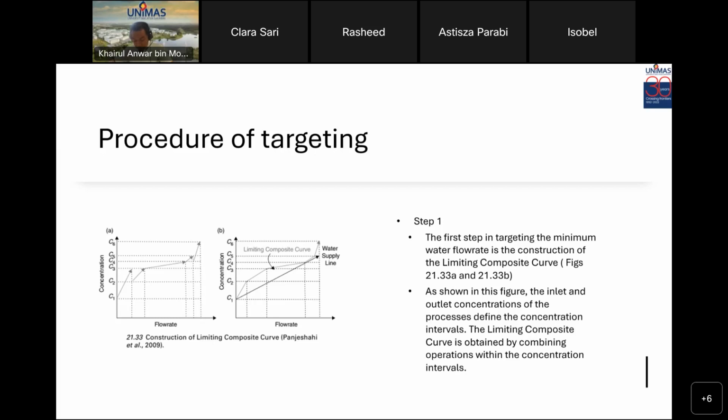The limiting composite curve is obtained by combining operation within the concentration interval. The second step is to define the feasible cooling water supply line from the composite curve and the parallel supply line. Refer to figure 2134.